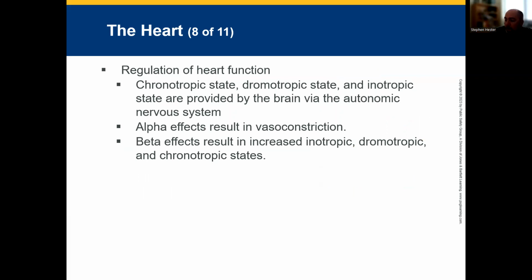There are chronotropic, inotropic, and dromotropic states. There are baroreceptors that respond to the change in pressure, usually within the heart or the main arteries. Chemoreceptors sense the changes in the chemical composition of blood, and that stimulation of the receptors often causes activation of either the parasympathetic or sympathetic nervous system. Alpha effects result in vasoconstriction, and beta results in increased inotropic, dromotropic, and chronotropic effects. We'll talk about that with our pharmacology, the different drugs that we give and whether they affect the alpha receptors or the beta receptors.